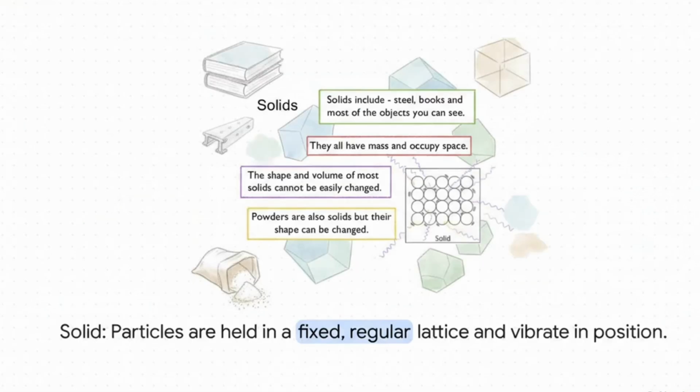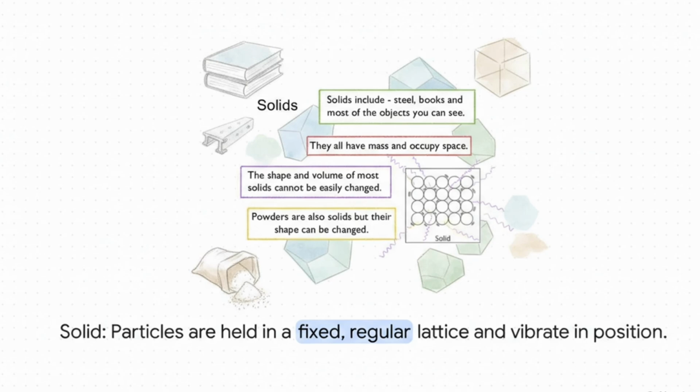So let's take a closer look at each one and see how the behavior of their particles makes them so different. First up, solids. In a solid, all the particles are packed super tightly together. You can see they're in this neat, orderly pattern we call a lattice. Now, the forces holding them together are really strong, so they don't have enough energy to go anywhere. Instead, they just vibrate. They jiggle around in their fixed spots, and that's exactly why solids have a fixed shape and a fixed volume.